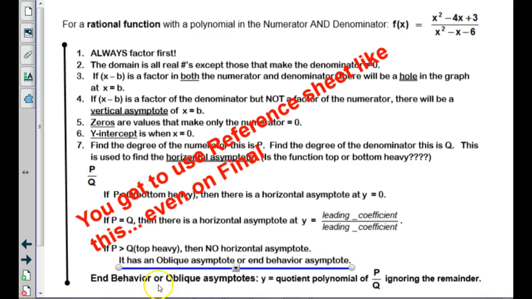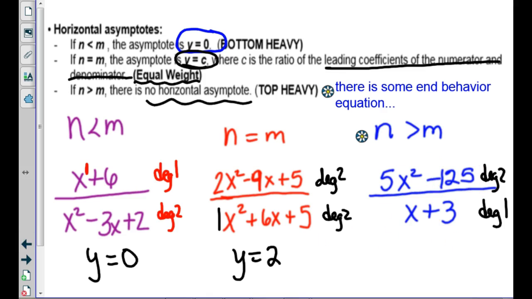Okay? It says the end behavior asymptote will be the quotient polynomial ignoring the remainder. So you'll have y equals the quotient polynomial. So if I go back real quick to this example, it's going to be y equals what I get when I divide this. Okay, the quotient of this.